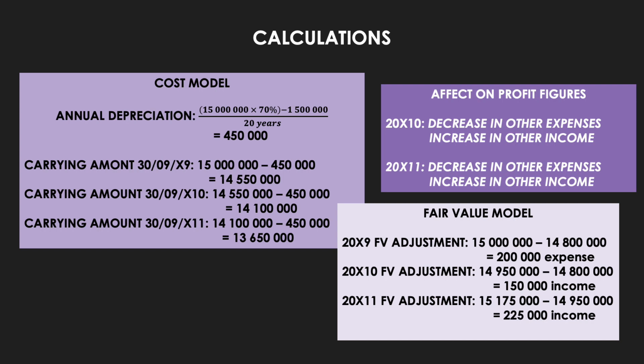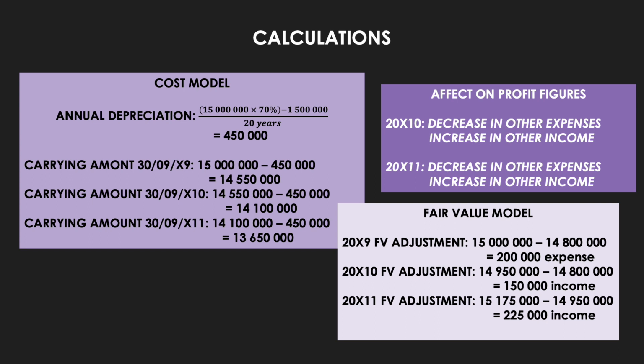So if we first go and look at the cost model, which is what has been done in the books of Hyatt Limited, we know that under the cost model in IAS 40, the investment property will need to be depreciated every year. But now this investment property consists of both land and buildings, and we know that land does not get depreciated because it appreciates. So we need to calculate the annual depreciation on the building. We are given one cost price, or the fair value at acquisition date, of the investment property, which amounted to 15 million rand. And they told us that 70% of this fair value is attributable to the building.